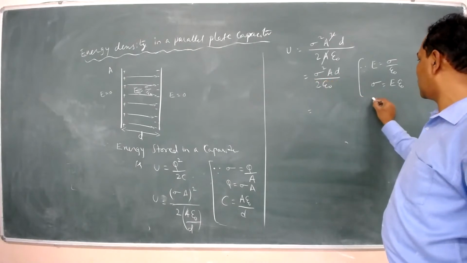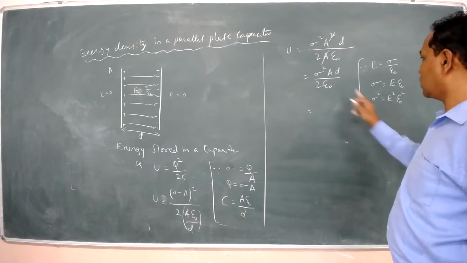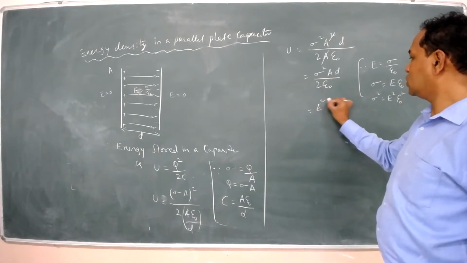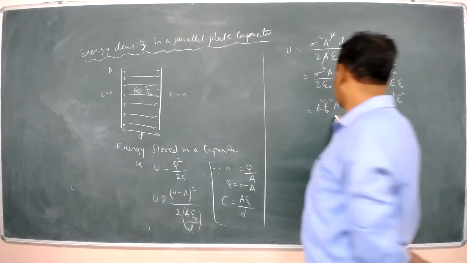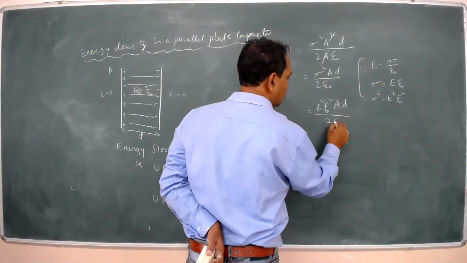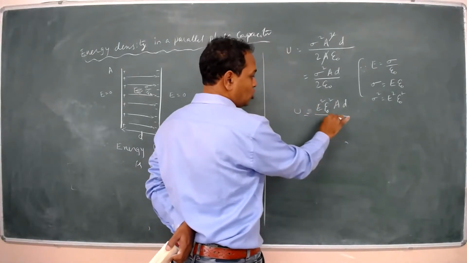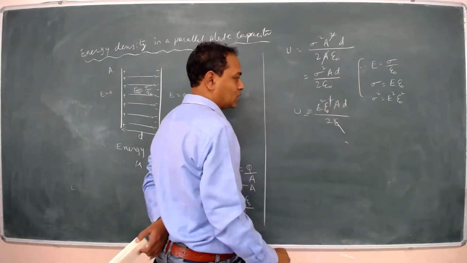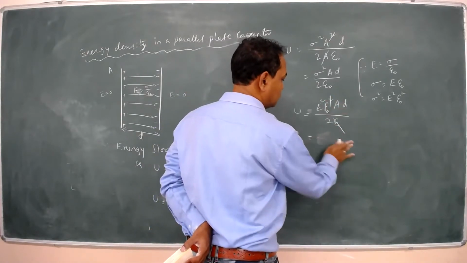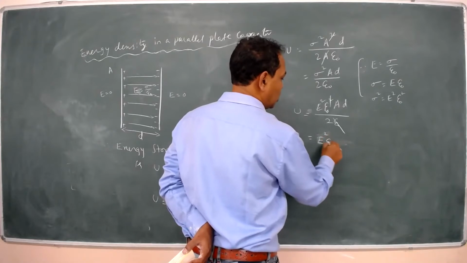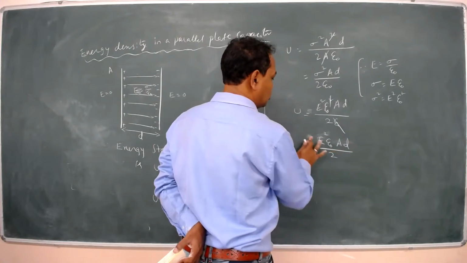If I substitute this, squaring will do. E square epsilon naught square. Therefore, E square epsilon naught square A D by 2 epsilon naught. Therefore, here one epsilon naught will get cancelled. Therefore, what is left here? E square epsilon naught A D by 2.